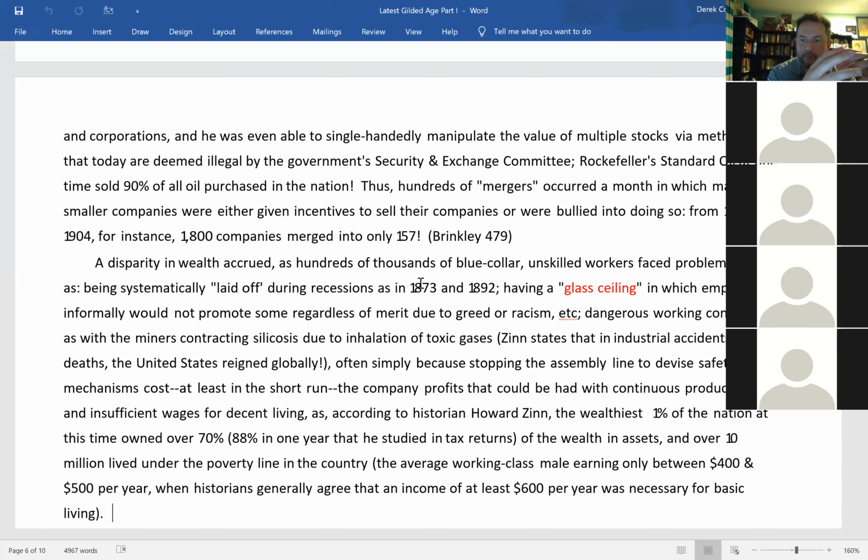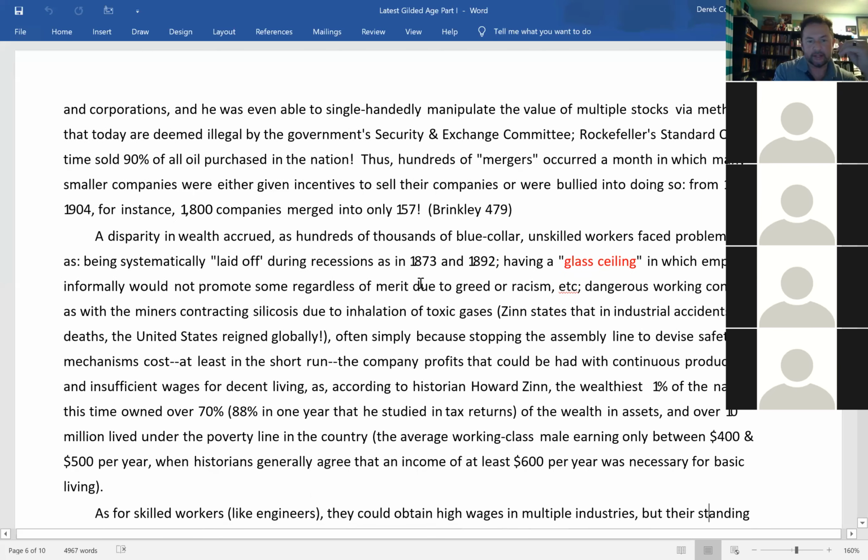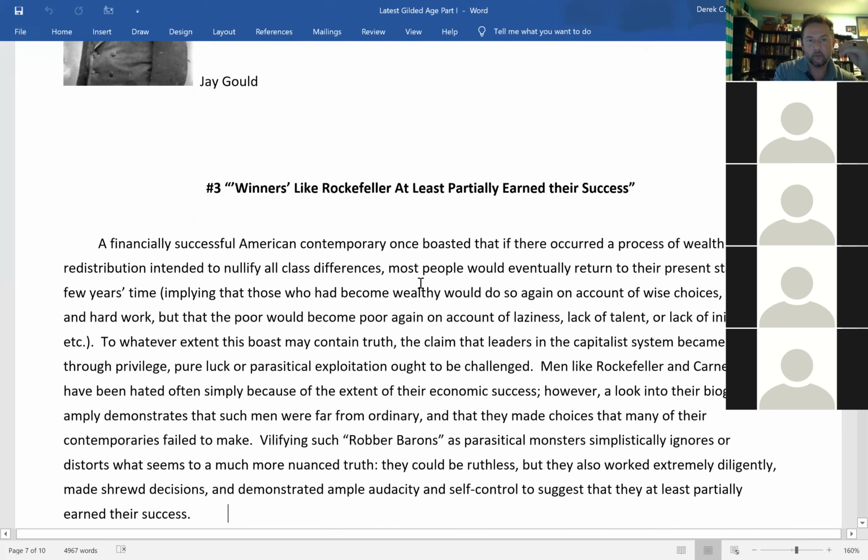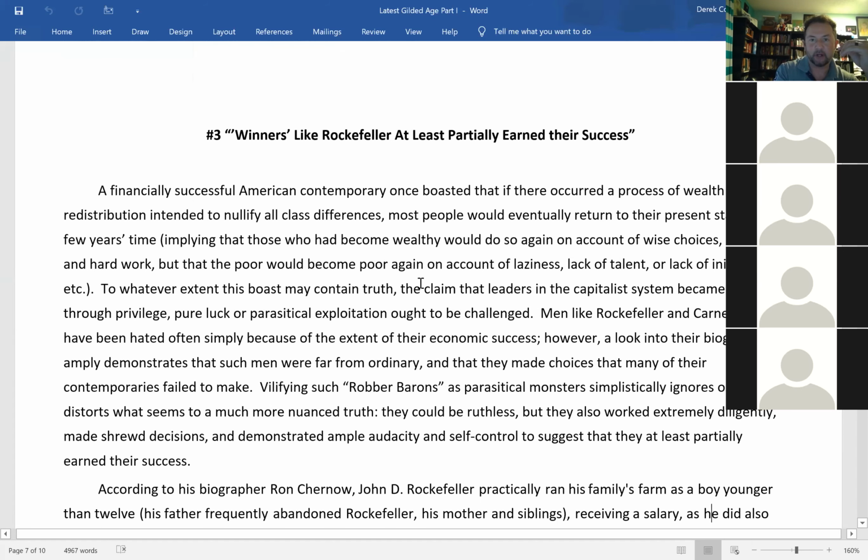But to add complexity to the topic, right? When you look at the early part of the book and the early life of Rockefeller, you look at a degree to which he somewhat earned his way up, right? And so look for evidence of that on one of these numbers, right? Where I try to play devil's advocate. Number 3, winners like Rockefeller at least partially earned their success.